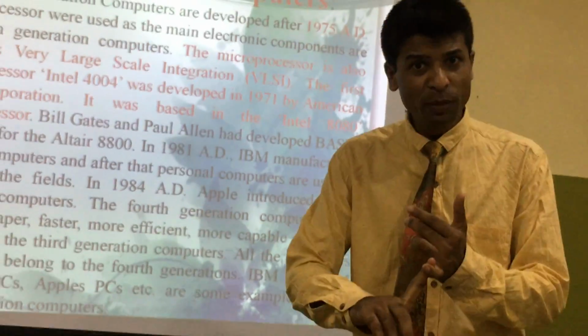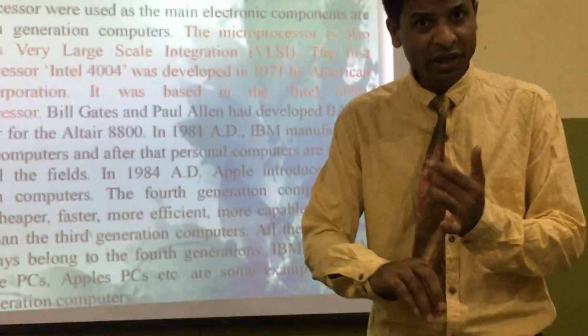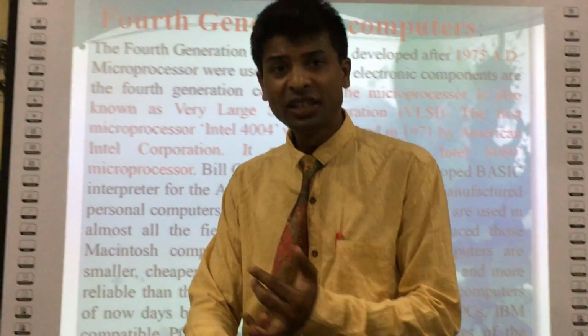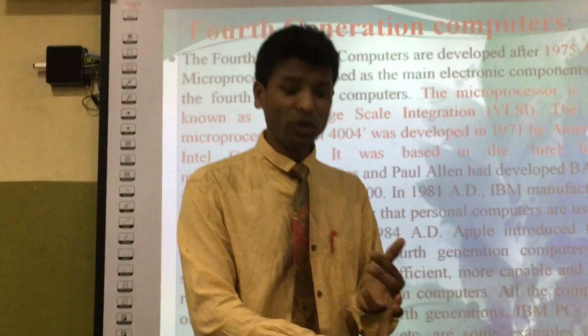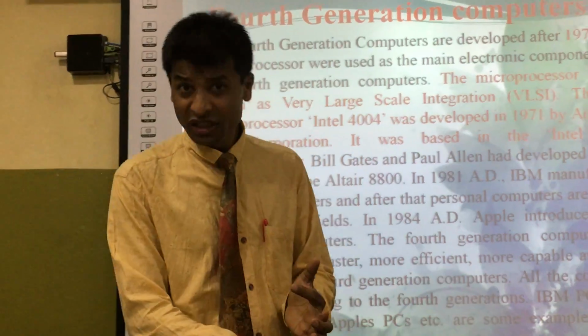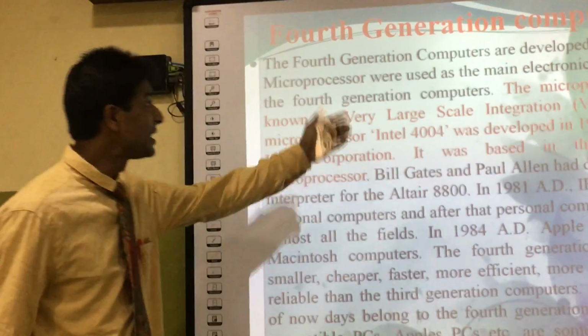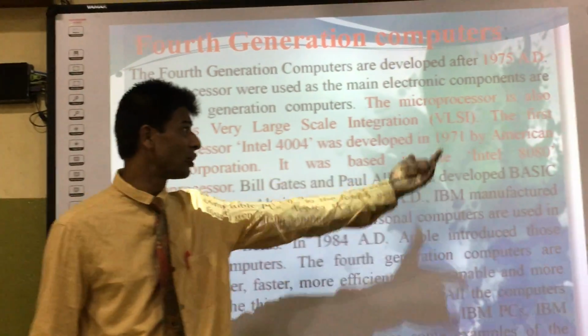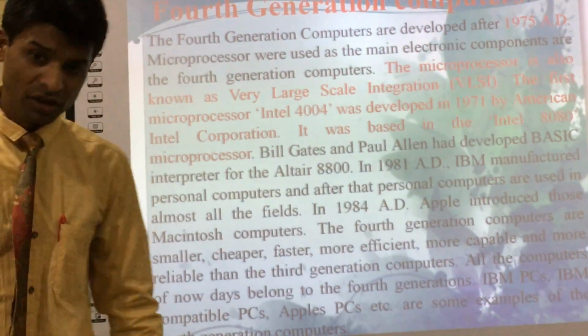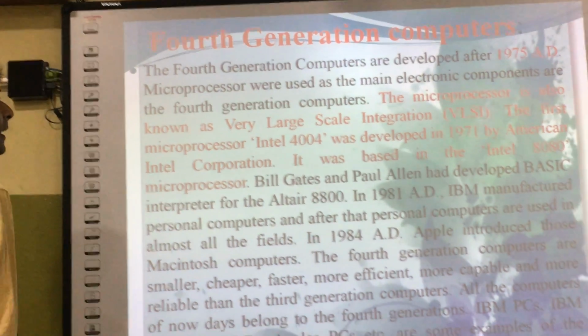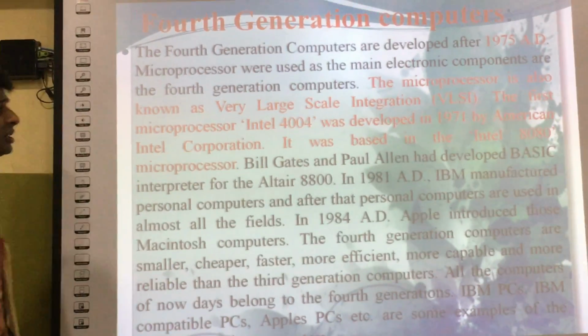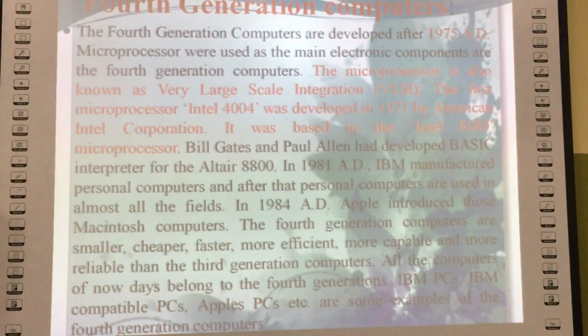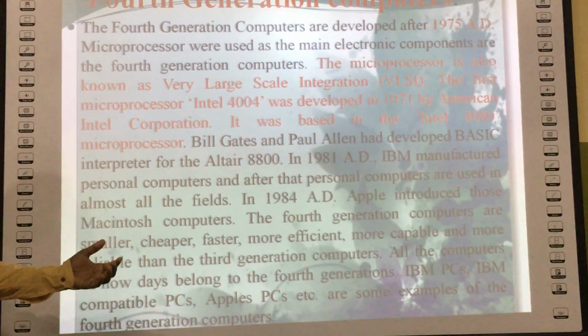In a first generation computer, the vacuum tube is the main component. In the second generation computer, the transistor is the main component. The IC in the third generation computer. Likewise, in the fourth generation computer, very large scale integration (VLSI) or the microprocessor is the main component. And with the help of this, we can do many more things.